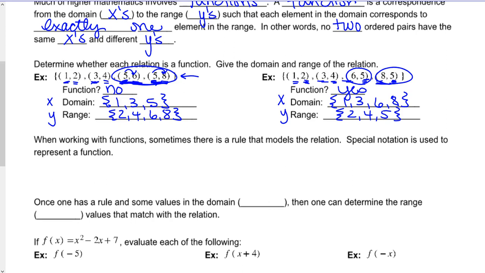Now, when working with functions, sometimes there's a rule that models the relation. So there's special notation that's used to represent a function, and that is this notation, f of x. Now, I'm going to say that is the same as y. I don't want to write f of x equals y, because sometimes that gets confusing.